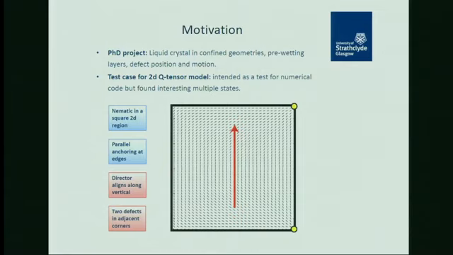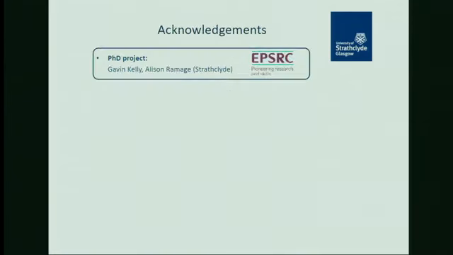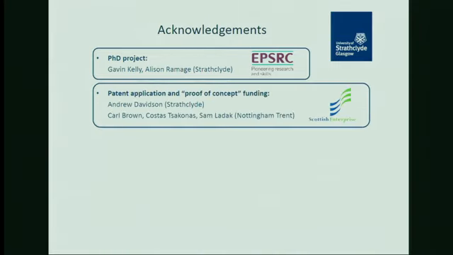Okay, so some acknowledgement before I forget. So this original project was, Gavin Kelly was the student, and it was co-supervised with Alison Ramage. She was the expert on the numerical side of things. After that, we realized we had something that might be worth patenting. So in fact we did, spurred on by some funding coming from Scottish Enterprise. And then it spawned a whole load of other projects.